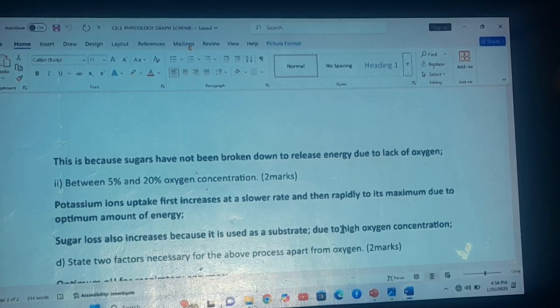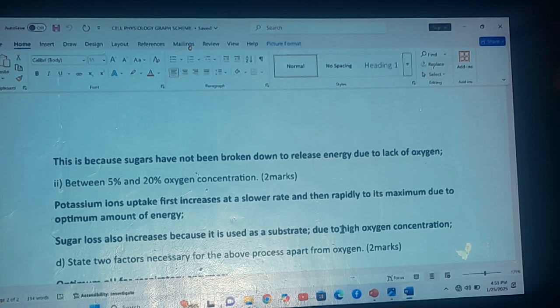As we increase the oxygen concentration, there will be increased respiration because of increased oxidation. Increased oxidation increases respiration, and increased respiration increases the yield of energy. And again, we're speaking about the sugar loss. Sugar loss is the one that is used as the substrate in the respiration process, so there will be an increase in the breakdown of the sugars.